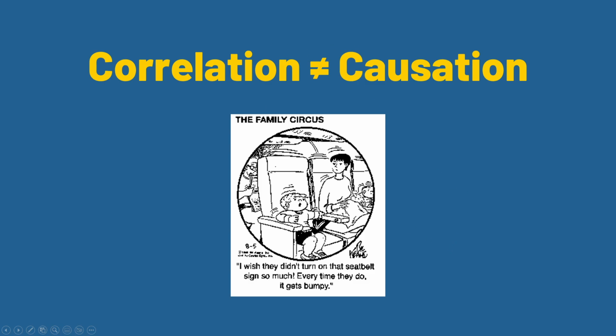This comic is really blurry. So if you can't read it, it says, I wish they didn't turn on that seatbelt sign so much. Every time they do, it gets bumpy. Right? This is an example of someone inferring causation from correlation when it's not the case. Right? Thinking that the seatbelt sign in airplanes causes the bumps, right? When really the bumps are what causes the pilot to turn on the seatbelt sign.